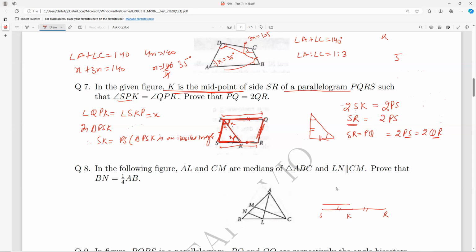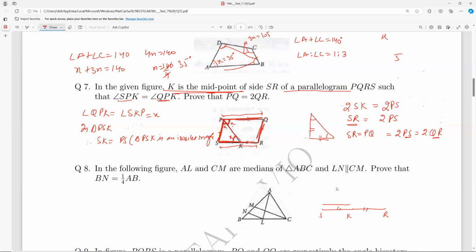It is given to you that this angle is equal to this angle. Now if it is x, this will also be x. And you know that this angle is also equal to this angle, so it will also be x. So if it is x, it is also x, so the three angles are equal.